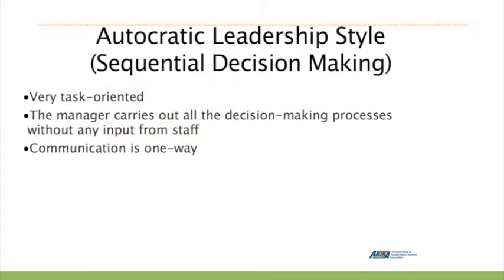The first leadership style is autocratic, which flows from sequential decision-making. Autocratic leaders are very task-oriented, and normally the manager carries out all of the decision-making processes without any input from staff.